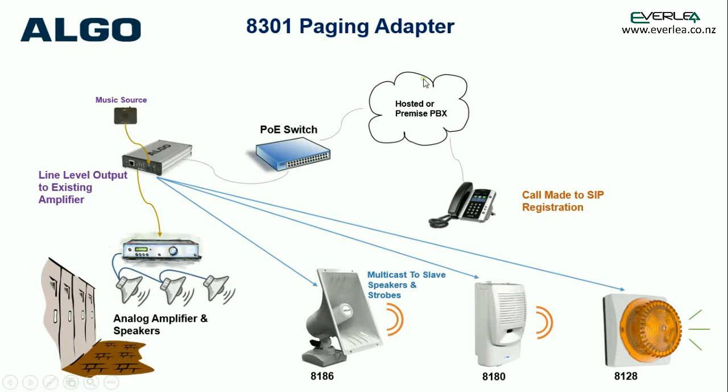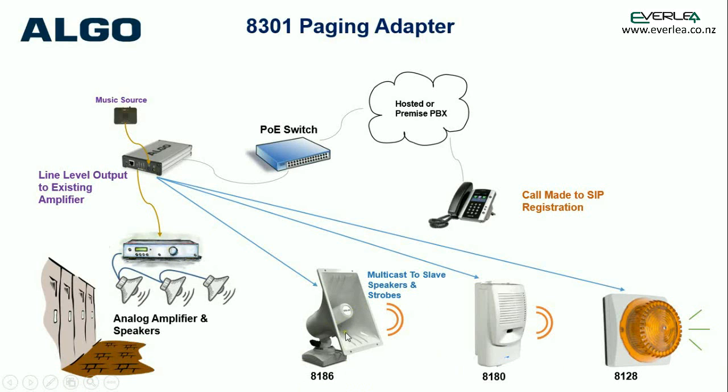So now we've got a paging adapter here that we can have a call made to a SIP registration. It's via hosted or on-premise. You've got a PoE. It's heading off to your Algo 8180. Put a music on hold source in there because we want music playing through our speakers on this particular site. And then the system answers, and then it pages. Now, it's got the analog output for your existing amplifier, and of course your speakers.